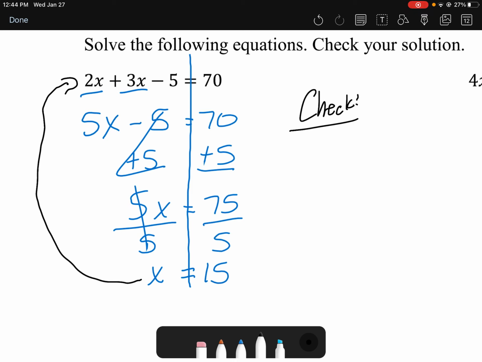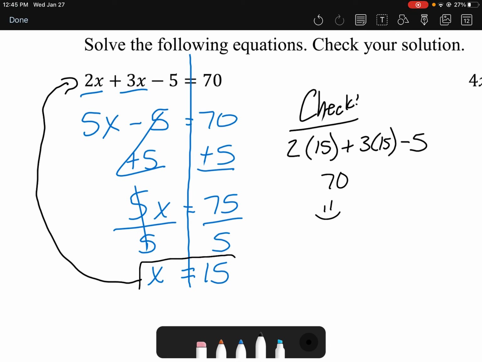So in the original, I had 2x, so really I have 2 times 15, plus 3x, which is really 3 times 15, and then minus 5. Again, you could just plug this into your calculator. Does 2 times 15 plus 3 times 15 minus 5 equal 70? It does. So x equals 15 is my final answer.